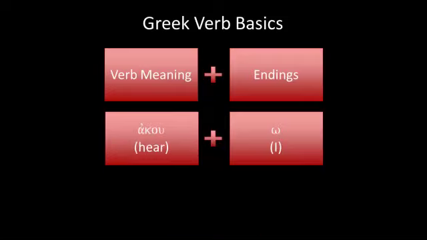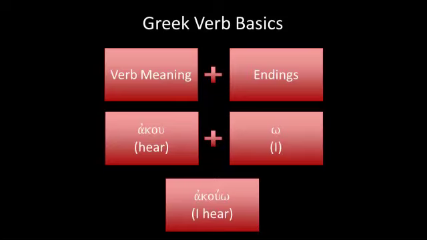Let's try one more example. You have the box with aku. The meaning here is hear. You take the ending that means I, so you get akuo, I hear. Basically, this is how a Greek verb works. You take the box with the meaning, that little part, you take the endings, that little part, you smash them together, you get a Greek verb.